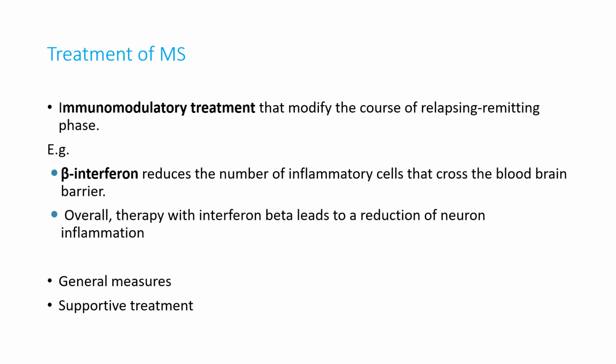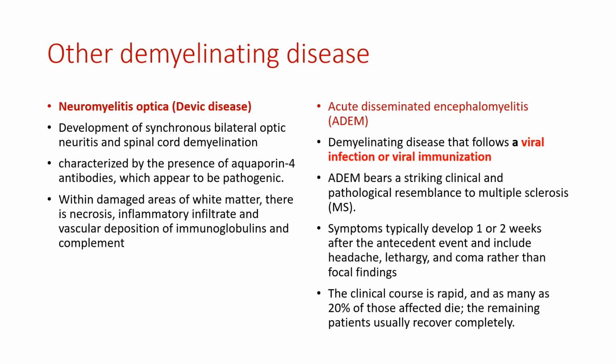Treatment of MS consists of several types of immunosuppressive agents, which may slow the progression of the disease, but are not curative. For example, beta interferon reduces the number of inflammatory cells that cross the blood-brain barrier. There are also general measures and supportive treatment for MS patients. Now we look at other demyelinating diseases.